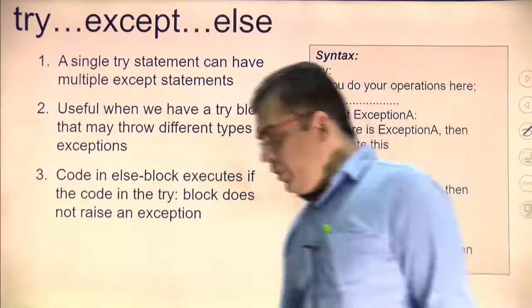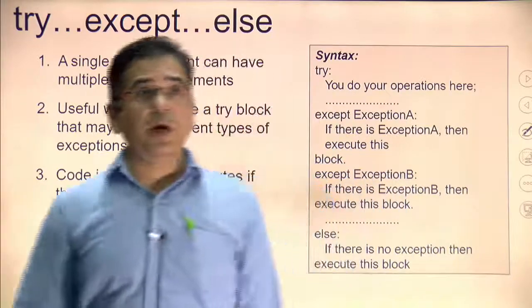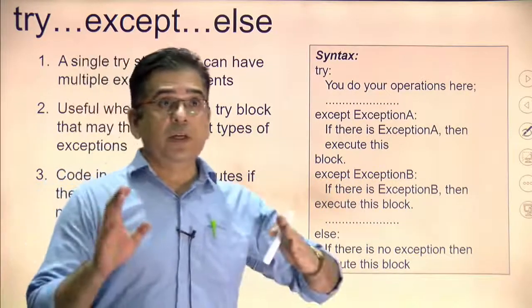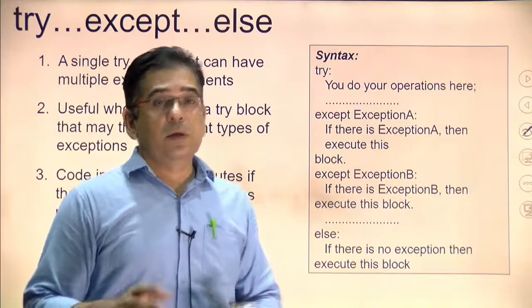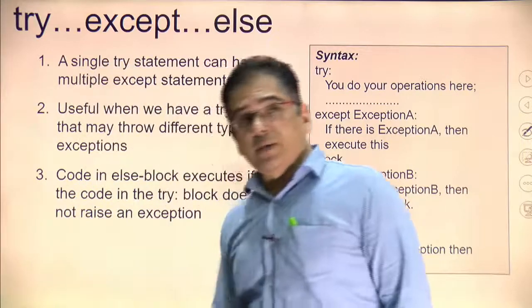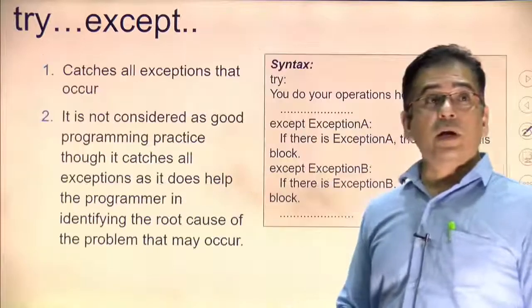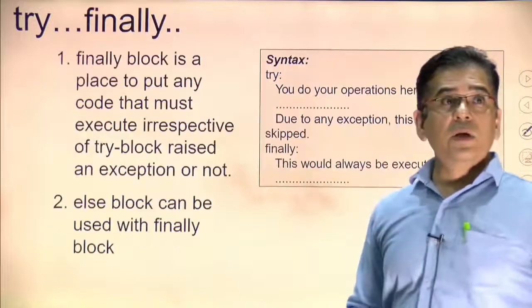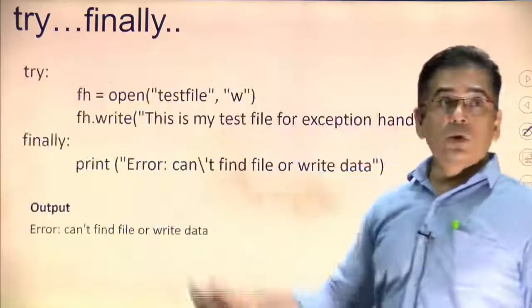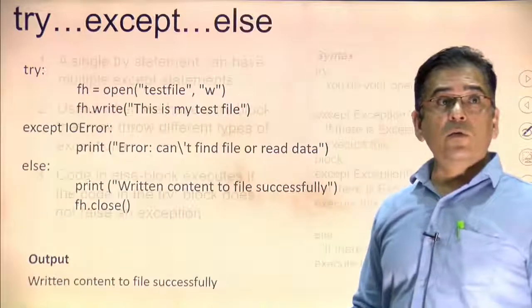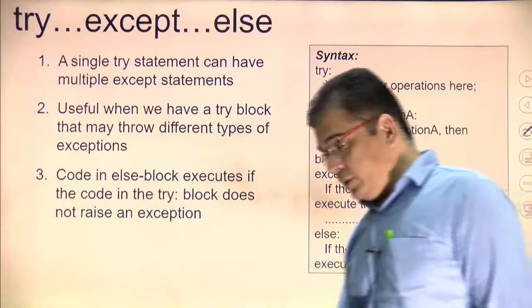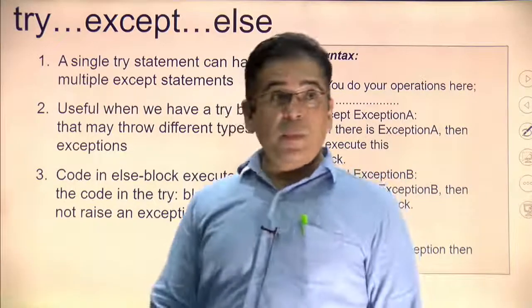Okay, now coming to the three kinds of exception handling mechanism. The first is try, except, else; the syntax is given here, the example is given here, the output is given here. Second is try, except, third is try, finally. So today we'll cover all these kinds of exception handling mechanism. So now the programming part comes here.